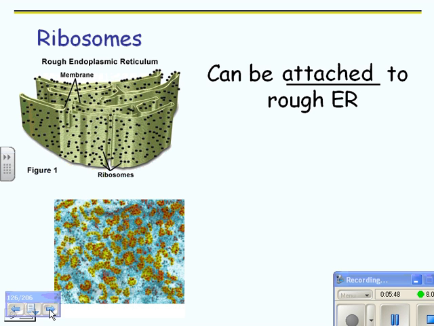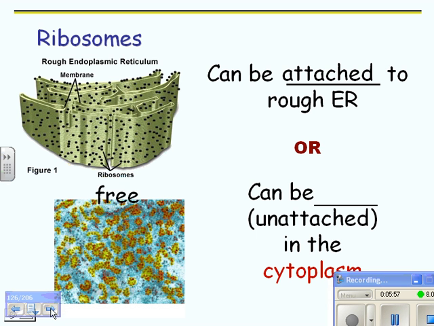Ribosomes can be free, they can be attached to the rough ER, so you see the ribosomes attached to the endoplasmic reticulum here, or they can actually just be free. So they can be free or unattached floating around in the cytoplasm. So if they're attached to the ER, that protein probably needs to be modified and will be sent somewhere. If they're free, those are just the proteins that are floating around in the cell that do stuff for the cell.